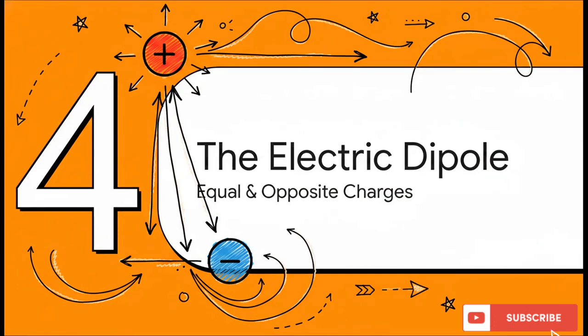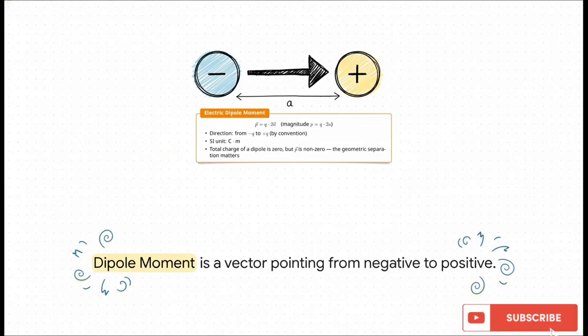All right, on to Section 4, demystifying the electric dipole. Let's guide our focus from general fields to a very specific, highly testable setup of equal and opposite charges. So what's a dipole? It's really just a pair of equal and opposite charges separated by a tiny little distance. The defining characteristic, the star of the show here, is the electric dipole moment, which we represent with the vector p.